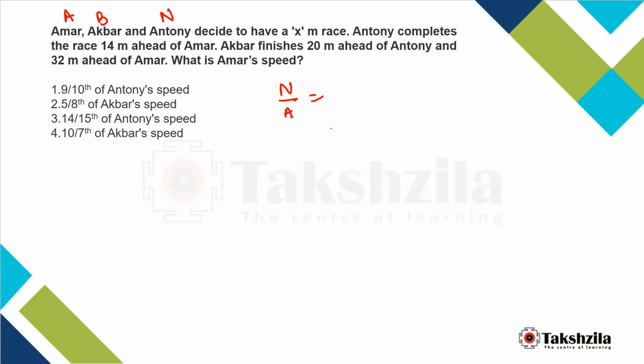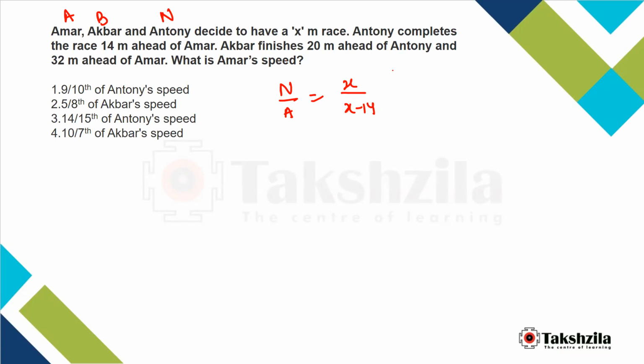Again, the time is constant. Only the difference is of distance, the distance covered or speed difference. Antony completes the race 14 meters ahead of Amar. So by the time Antony covers x, Amar will cover 14 meters less.